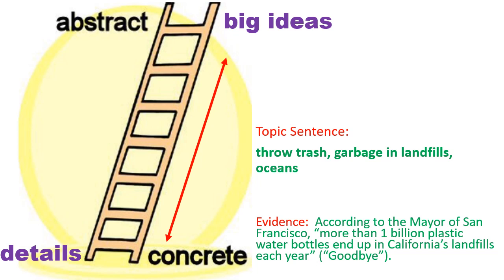And then we think, okay, trash and garbage, why is that a problem? We might say, well, trash and garbage, those are specific kinds of pollution or contamination. And landfills and oceans, well, that's really our environment. So the big idea here is that water bottles are polluting or contaminating our environment.